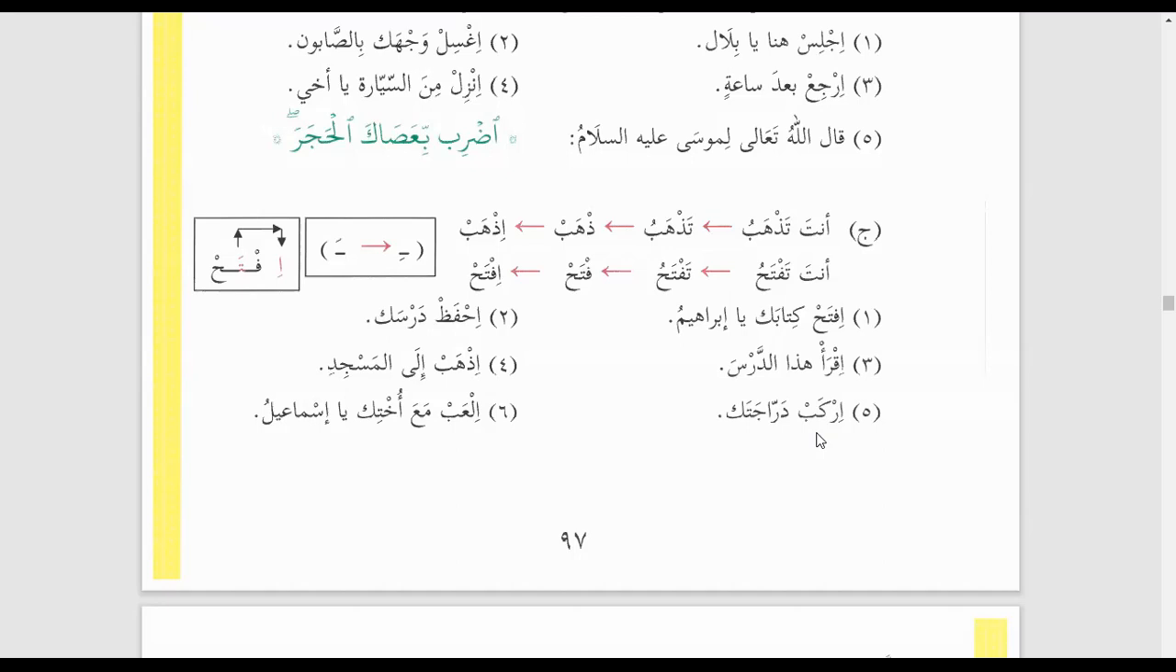As you can see here, all of them, for example iftah kitabaka, has fatha. Darsaka, fatha. Iqra hadha darsa ends with mansoob, and idhab ilal masjidi, because we have harf jar, so that's why it is masjidi. Irkab darajataka, ride your bicycle. Il'ab ma ukhtika, here ukhti has kasra because of ma, which is used both as a preposition and also as a dharf. Ma ukhtika ya Ismailu, play with your sister, O Ismail.